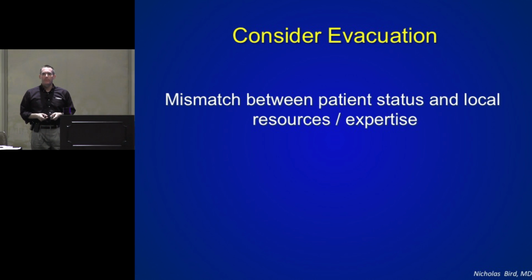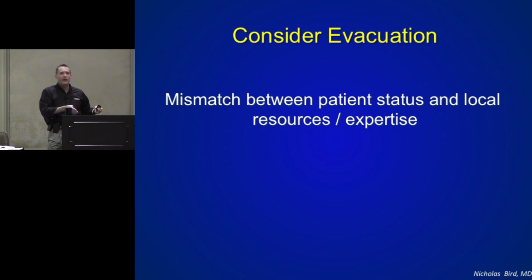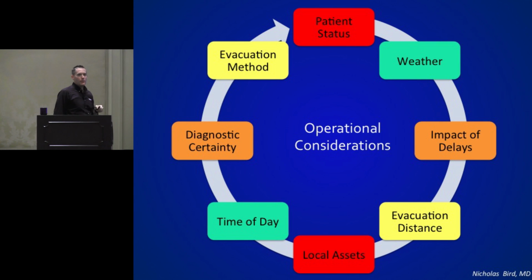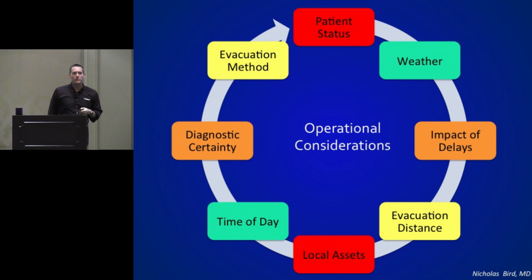Why do we evacuate people? We evacuate them because there's a mismatch of who they are, what their clinical condition is, and what we can provide. That's really the short answer, isn't it? It's actually pretty simple. So if we have all the king's horses and men to put Humpty Dumpty back together again, we can feel pretty confident that we can treat them right here. If we don't have that and that's what that person needs, we should get them out to where they can get that. But what are some operational considerations when we consider evacuation?